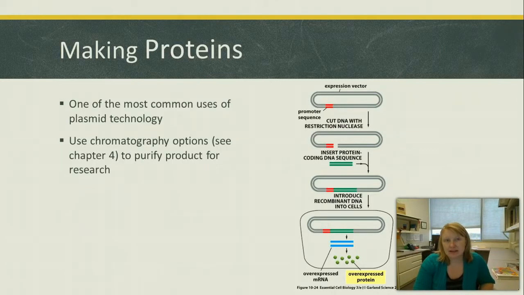So I can easily see it in the cell because it's green. That's how I can do it here: I can just add it on to the end of this sequence, and then the cell will produce this protein with the tag on it.